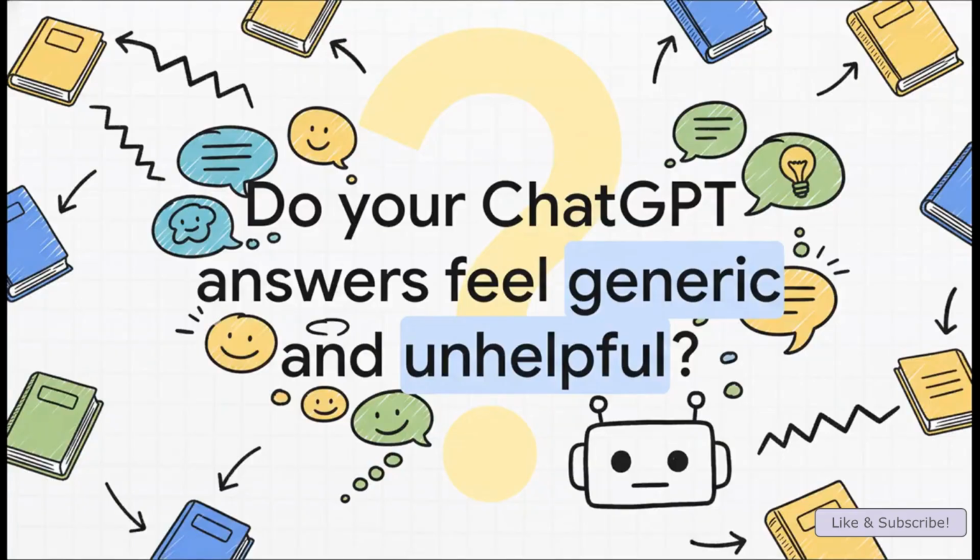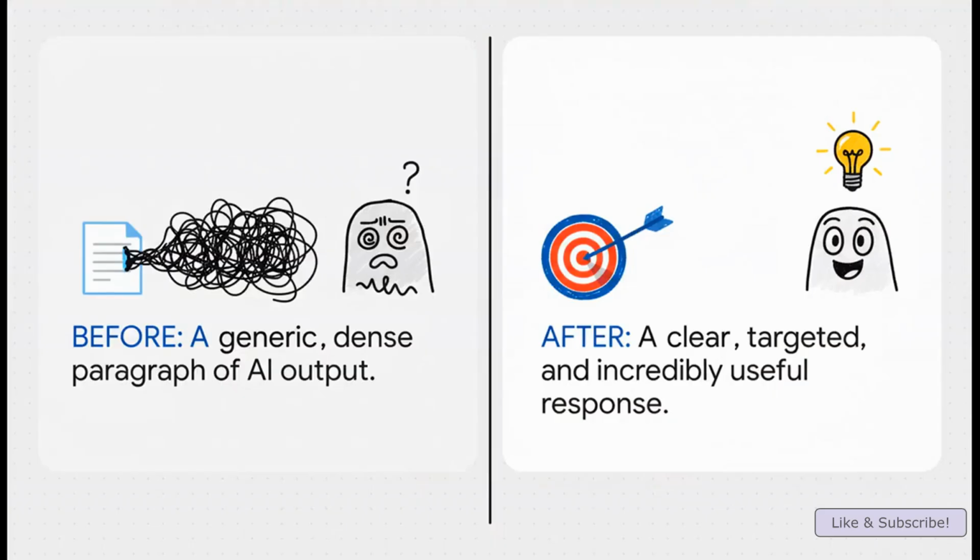You go to ChatGPT, you ask it a question, and what you get back is, well, it's fine. It's technically correct, but it's also bland, generic, and not really tailored to what you actually need, right? It feels like you're reading a textbook when what you really wanted was a conversation with an expert. And that is the difference we're talking about.